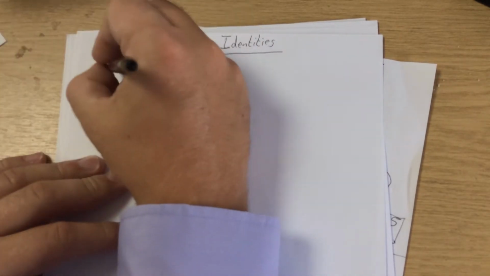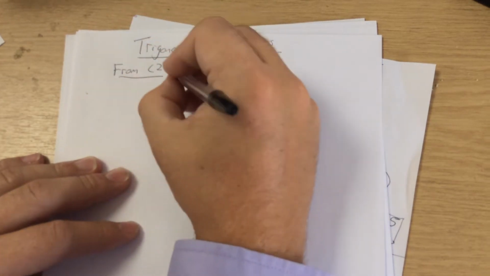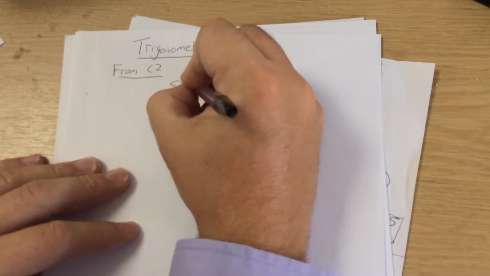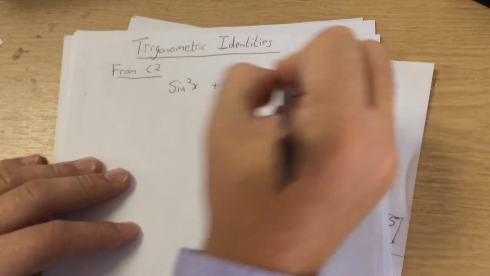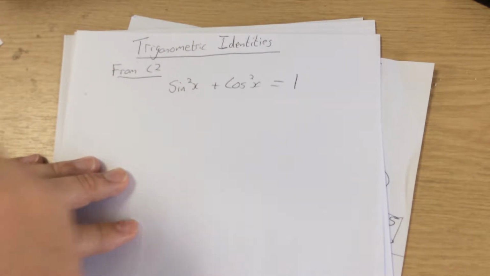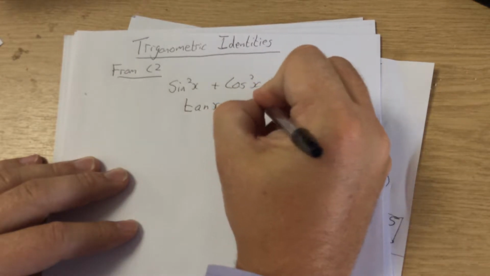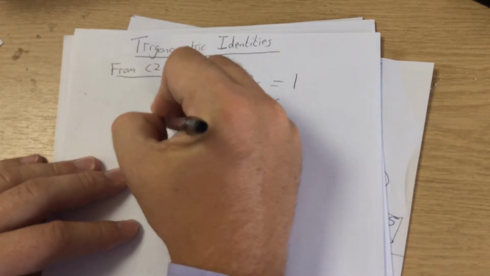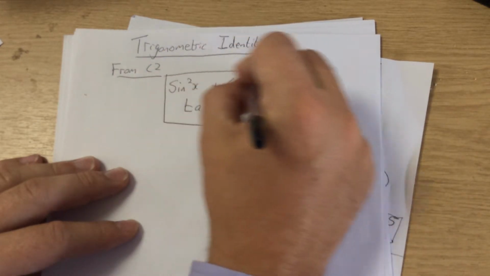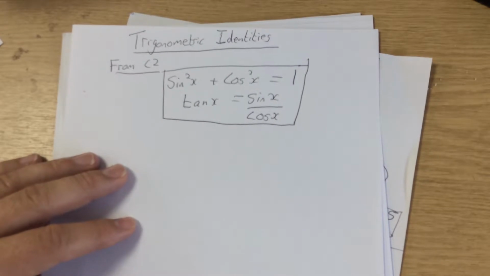Trigonometric identities. Right, it's very important you remember from C2 the following. You must remember sine squared x plus cos squared x is equal to 1. The other identity you'd have done in C2 is tan x is sine x over cos x. So they are crucial to what we are going to be doing now on this first topic in C3.